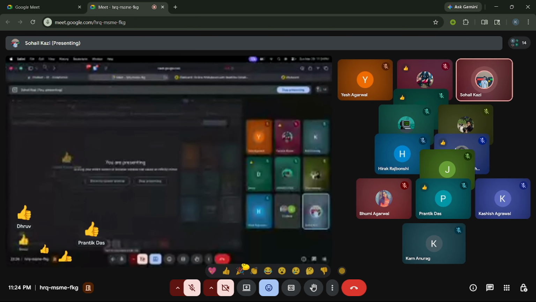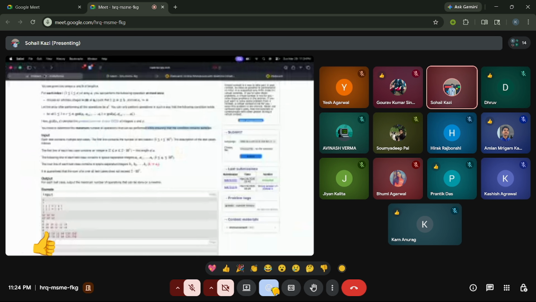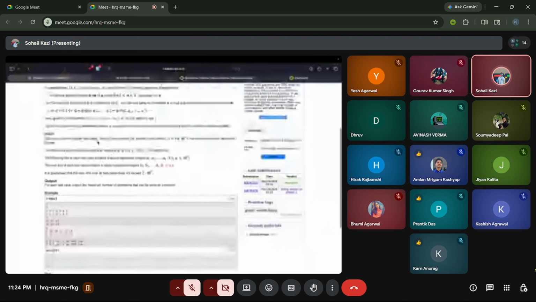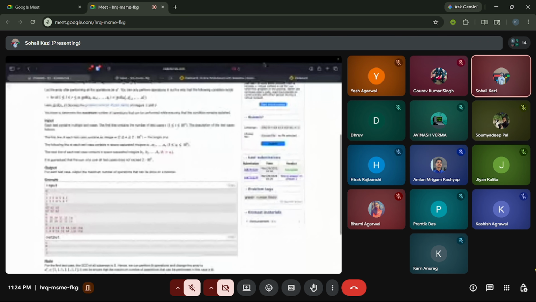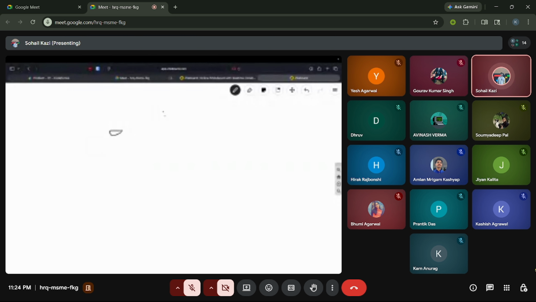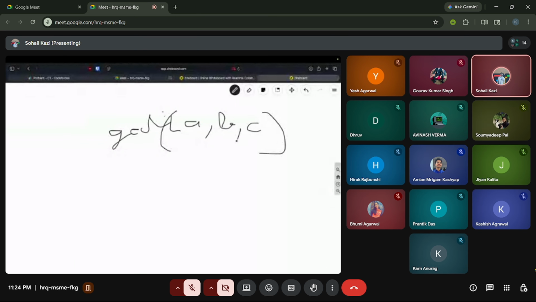Okay, so I hope the question is clear. Now, here there is something which, if you know, makes the question much easier, which is this property of GCD. Suppose we need to find the GCD of three numbers. Let's take the GCD of A, B, and C. Excuse me for my handwriting, but we take the GCD of three numbers.